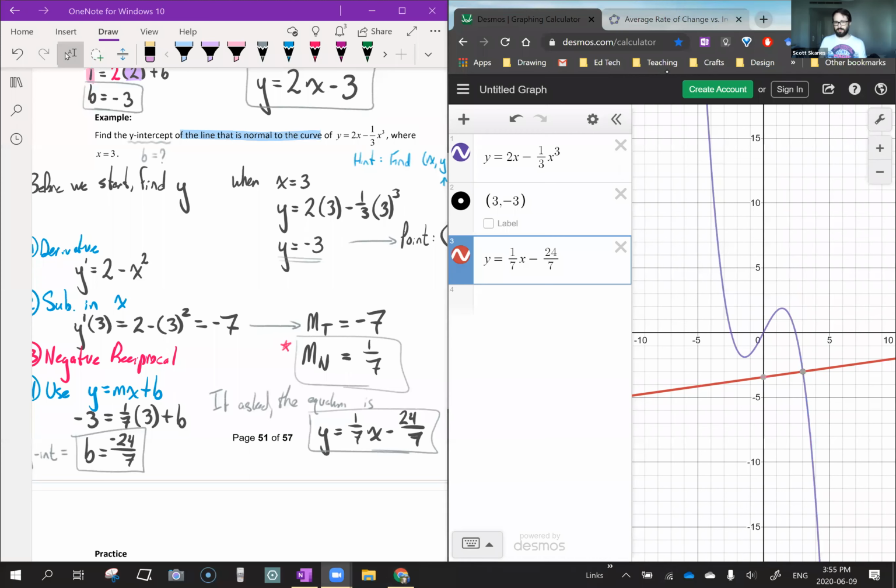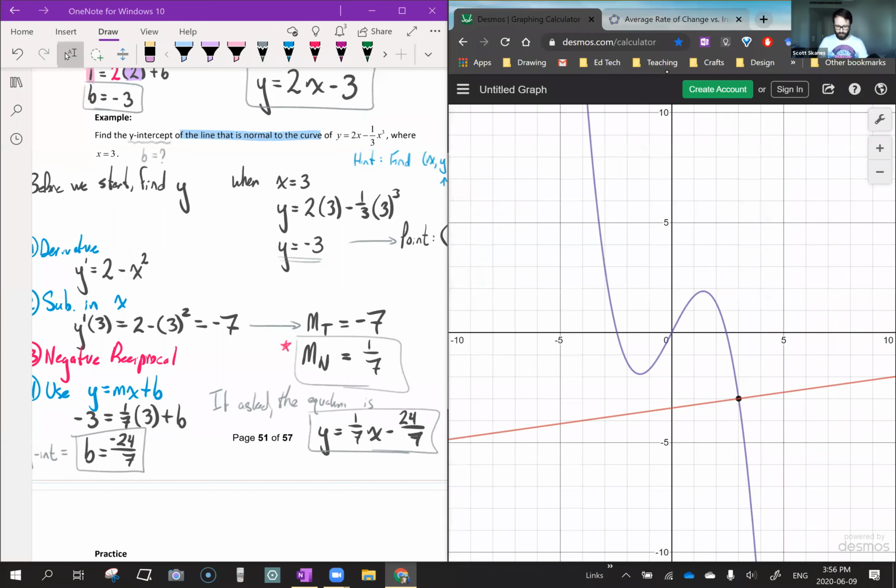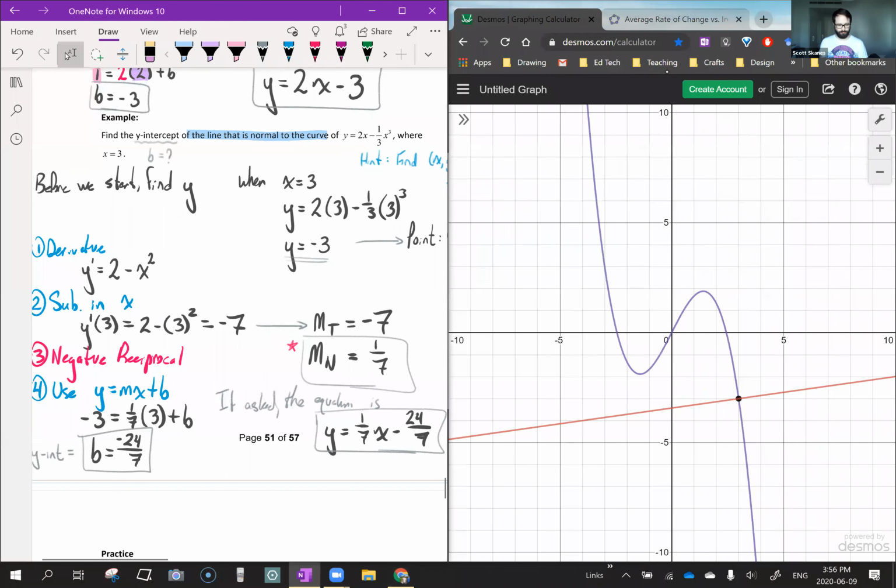Hopefully you can see that it's not so bad to graph this stuff. You have the original function, the tangent line we didn't get, so we don't know what it looks like, or we don't know what it is, but we got the normal line here. All right, easy peasy. On a scale of 1 to 10, how are we?